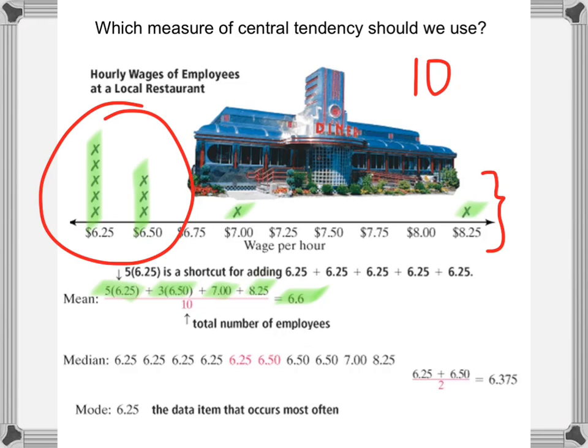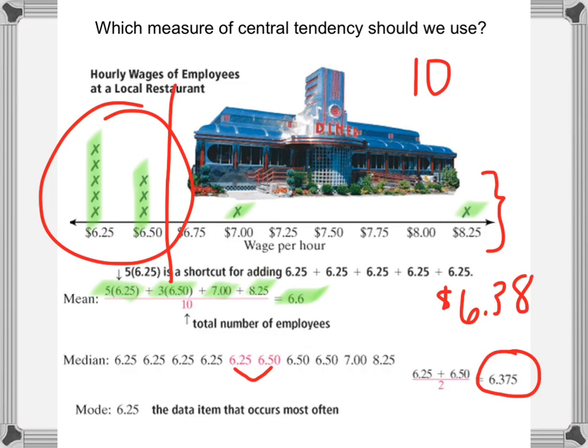Now, do most employees receive $6.60? No, because we said 8 out of 10 employees received $6.50 or below. So even though $6.60 is not that far off, it's still not a measure that really reflects what the average wage of the employees at the restaurant is. We get the median. The median is the center of two numbers in the list of ordered numbers, so they take an average. This would be rounded to $6.38, and that almost seems like a better measure of central tendency here. And the mode is $6.25.